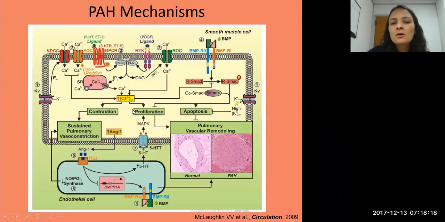So it's pro-proliferative pathways, or the inhibition of cell death, or the inhibition of apoptosis, or causing these smooth muscle cells to contract or vasoconstrict. So this is the final common pathway, okay? And so calcium channels are involved. This BMPR2 pathway is involved in the familial form of the disease.